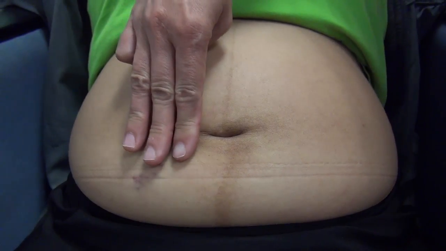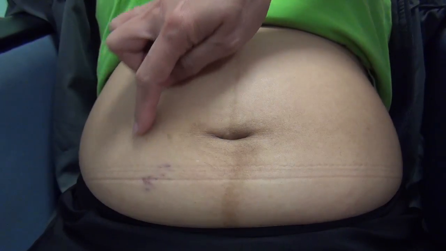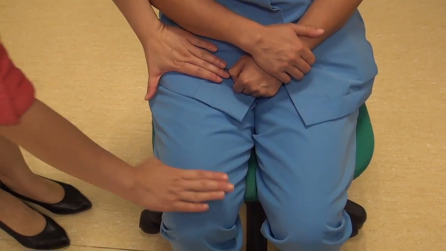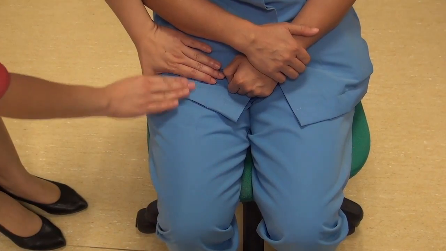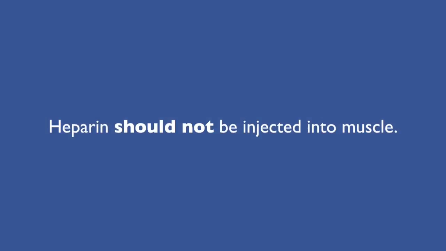First, expose the site of the injection. The recommended site for the injection is into the subcutaneous layer of the abdomen. The area of injection should be at least 5 cm away from the umbilicus circumferentially and above the iliac crest. Alternatively, subcutaneous injections can be given into the fatty layer of the thigh. Beware that heparin should not be injected into muscle.